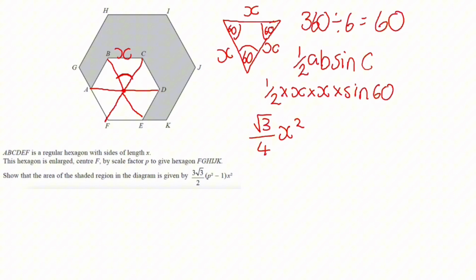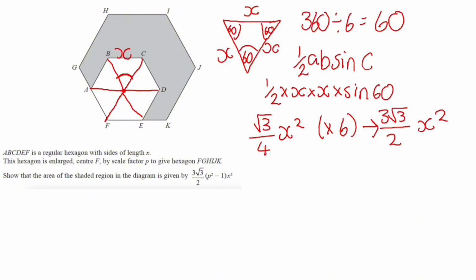Now because we've got 6 of these triangles in this shape, we are then going to multiply the whole thing by 6. If we multiply the whole thing by 6, we're just going to multiply this surd by 6. So you don't need to sit there and work that out, as this is from a calculator paper. So you just need to type in root 3 over 4 times 6. So you will get 3 root 3 over 2 x squared. So we've got the smaller hexagon.